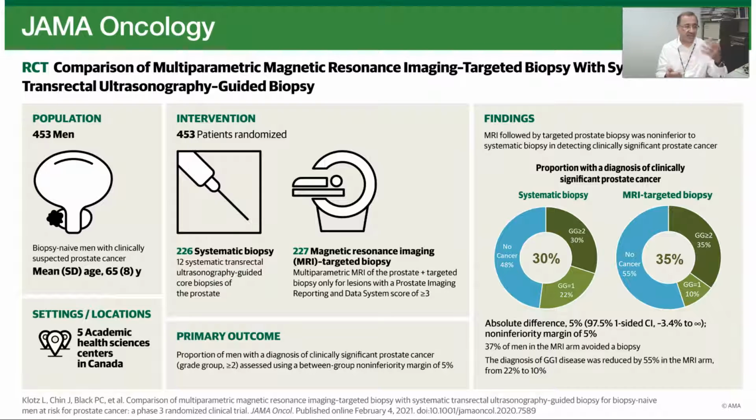So if you compare systematic biopsy to a targeted biopsy, you can see that there is about a 12% reduction in the diagnosis of clinically insignificant disease between systematic and targeted biopsies, 22% versus 10% in this prospective study.